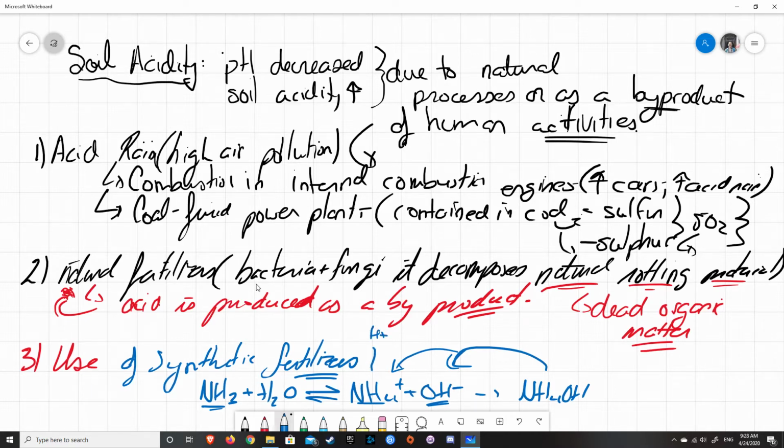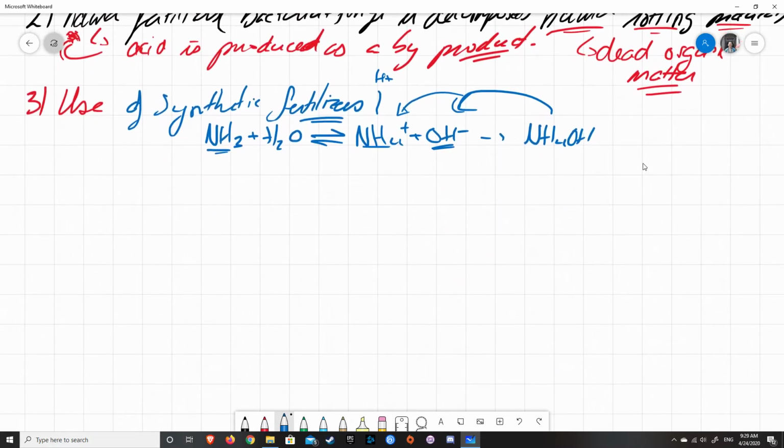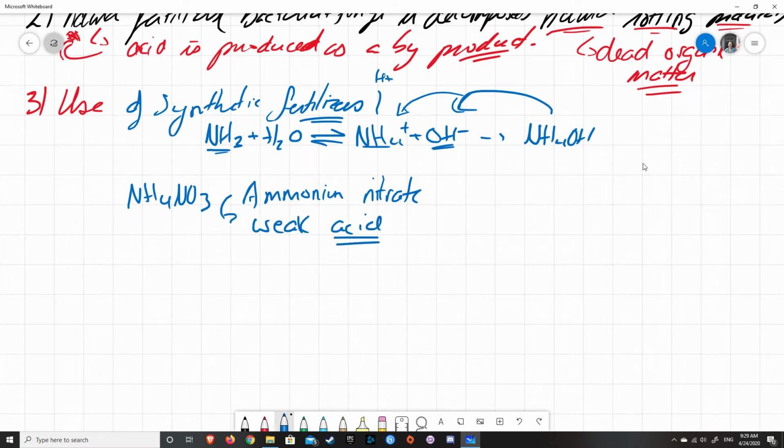And in a lot of our fertilizers, we've got a chemical called NH4NO3, ammonium nitrate. Although it's a weak acid, it's still an acid. It still liberates H+ into the soil.